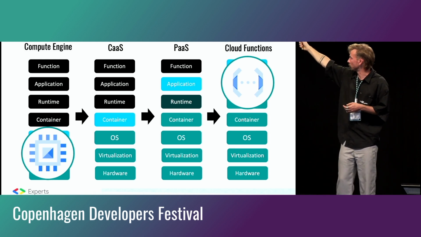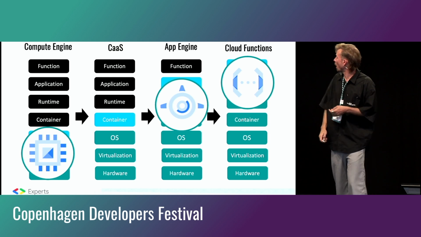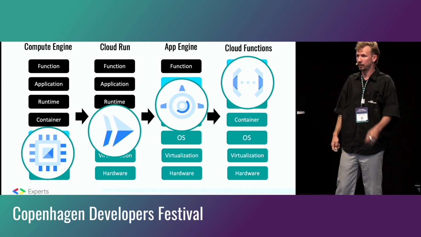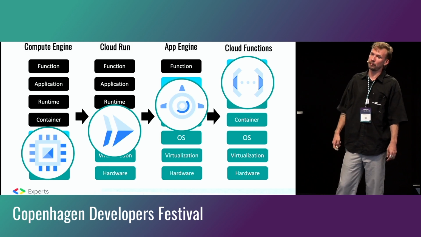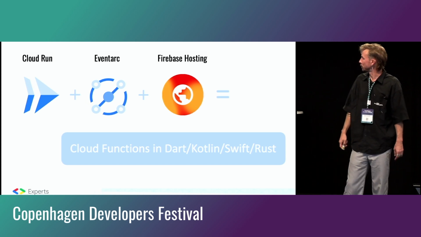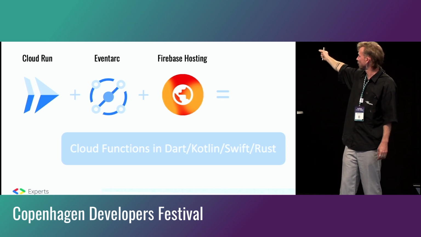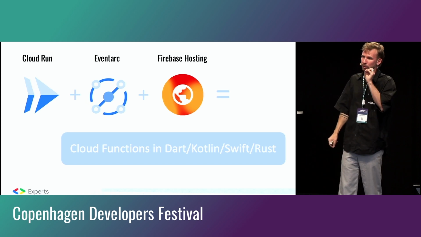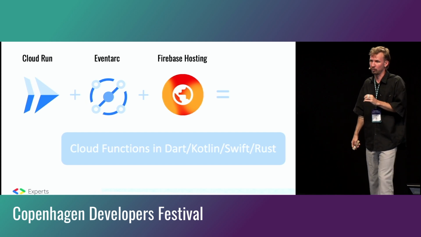So we know Cloud Functions is Cloud Functions. Infrastructure as a service is Compute Engine. Platform as a service is App Engine. And container as a service is Cloud Run. So now you can put everything in your container and launch it separately. For example, you can add the Eventarc service and Firebase Hosting, and you will implement your own service providing cloud functions with any language at all, because you will add the runtime there.